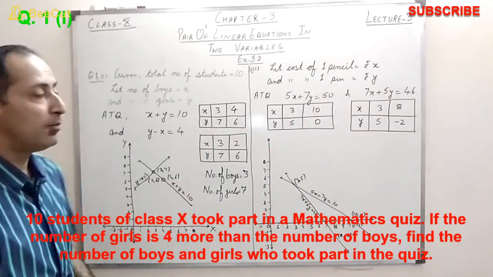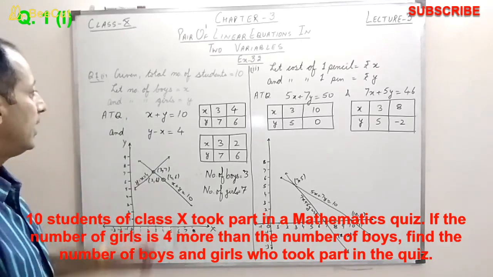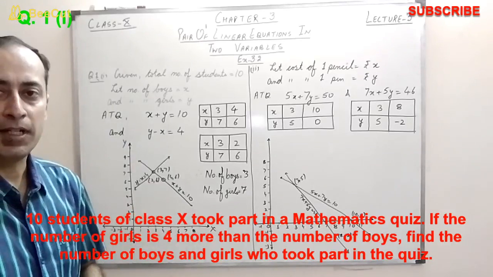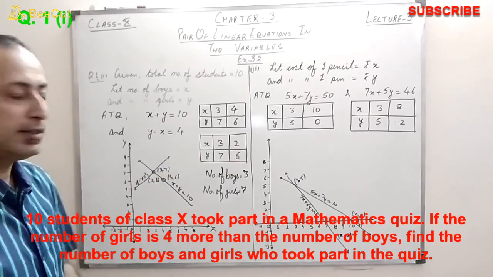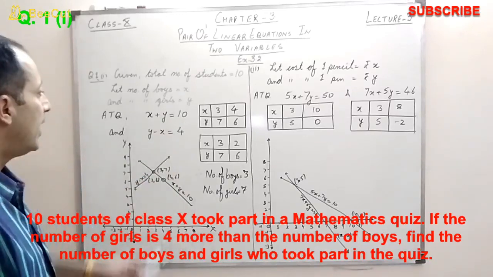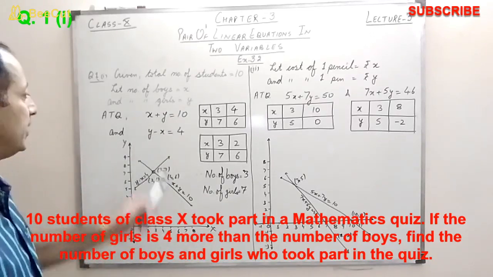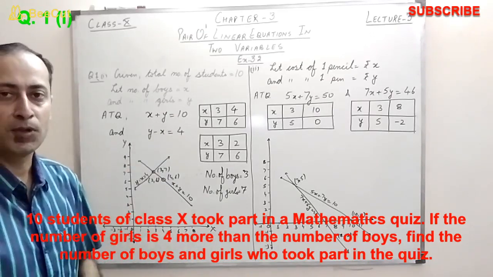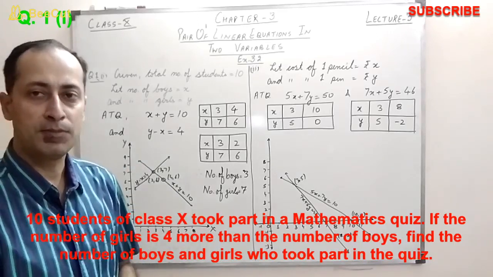It's given the number of students is 10, and the number of boys we suppose is x and the number of girls we suppose is y. Now since the total number of students is 10, it means that x plus y will be equal to 10. And it's also given that the number of girls is 4 more than boys, so we have the equation y minus x equals 4. Now to represent these equations on the graph, we have to find some solutions.